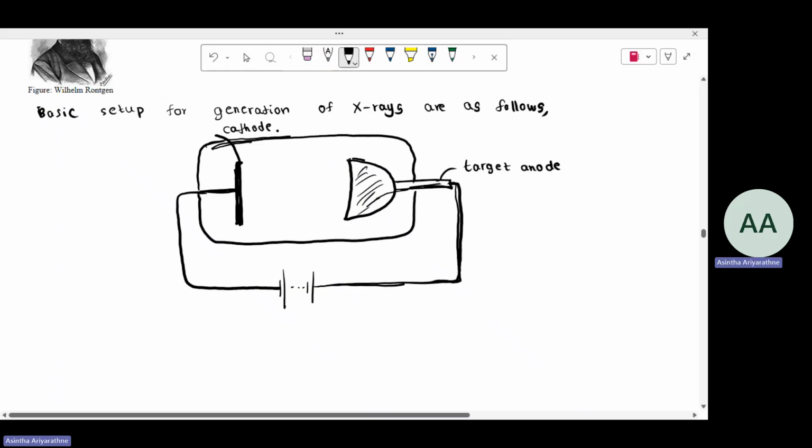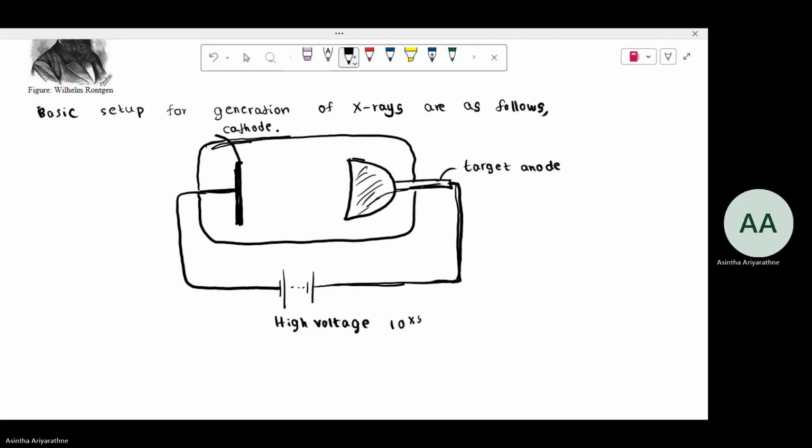So this is the first circuit. This is a very high voltage, around 10 to the power 5 volts.